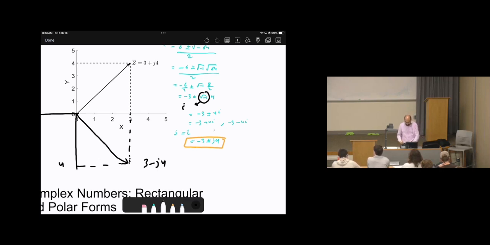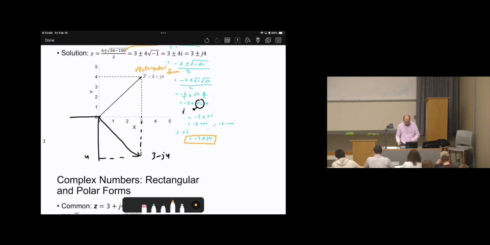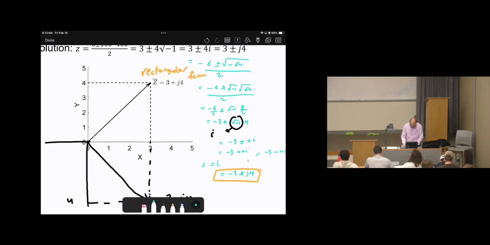Now, you see that negative 3 plus J4 is written in a format called rectangular form, where there is a real part and an imaginary part, or X component and Y component. It's not written as angle or magnitude. Then we need to know how to convert this into what we call the polar format. So for the polar format, basically, let's choose the upper part. Here is the angle, called angle theta, and this is Z.